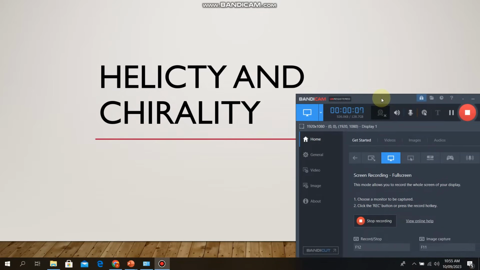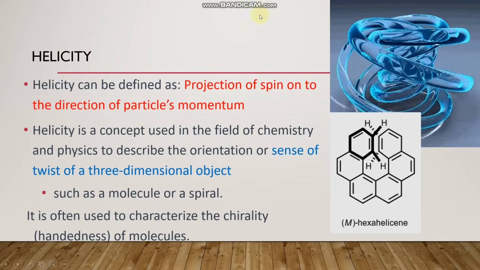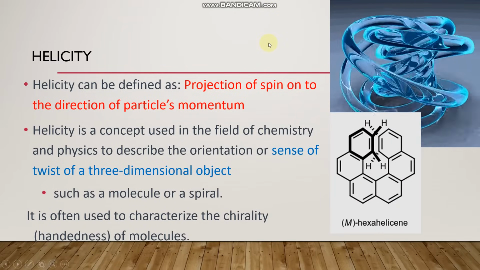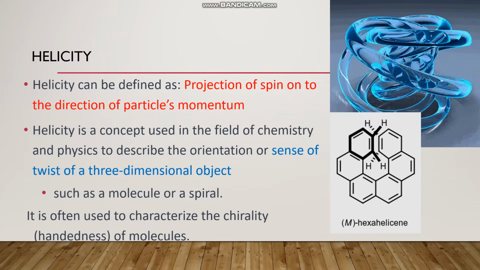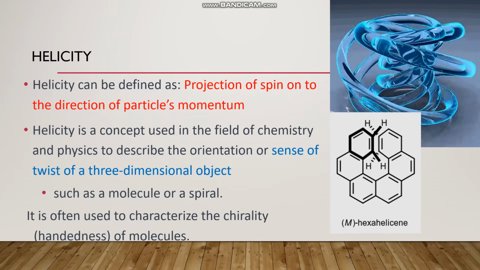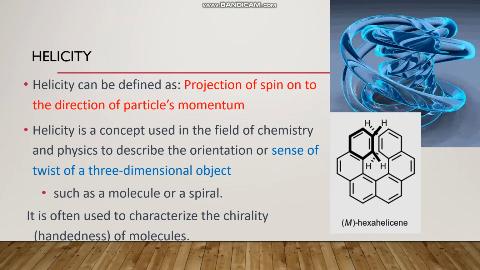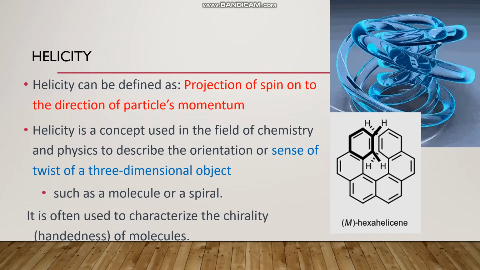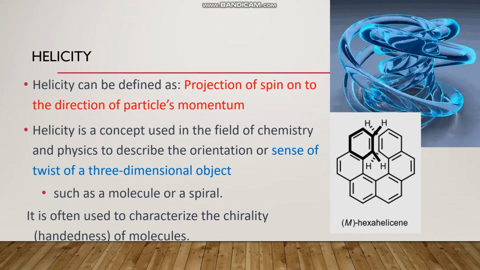Today we will talk about a topic which is known as helicity and chirality. Helicity is basically a concept of physics, and it can be defined as the projection of spin of a particle onto the direction of that particle's momentum. Normally, this concept is used in physics as well as chemistry, but since we are considering the course of chemistry, in chemistry we say that helicity basically describes the orientation or the sense of twist of a three-dimensional molecule.